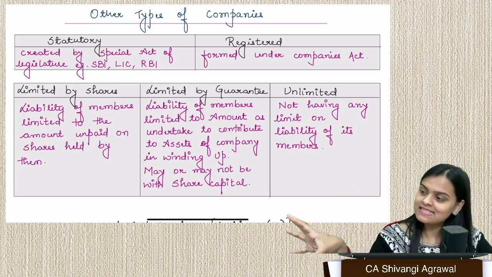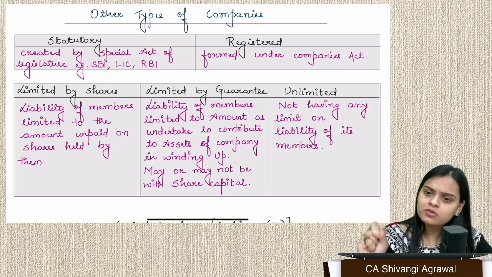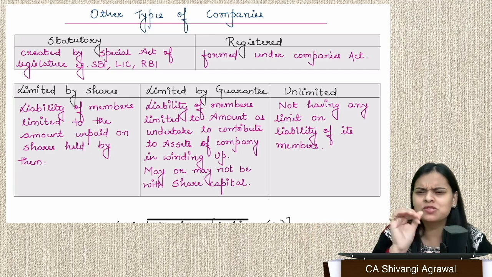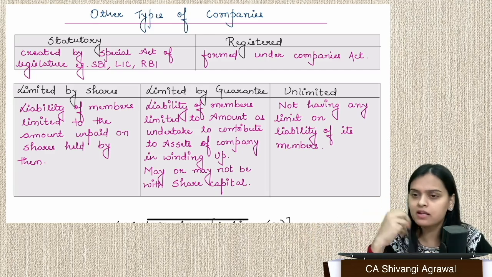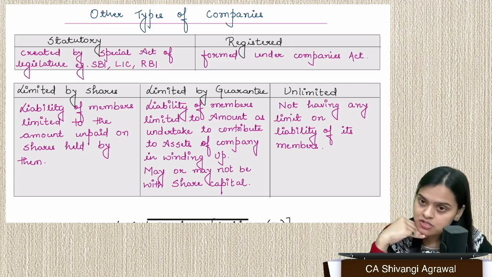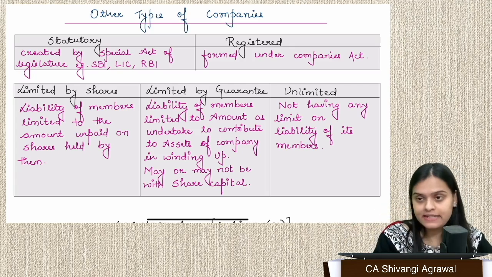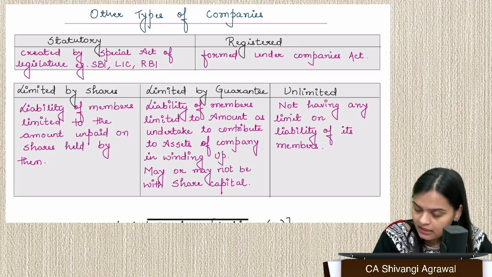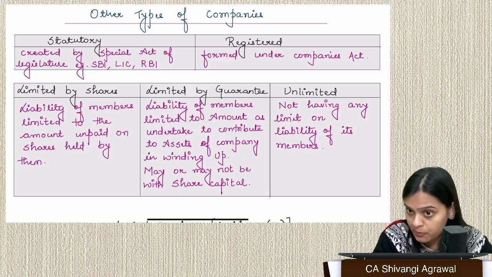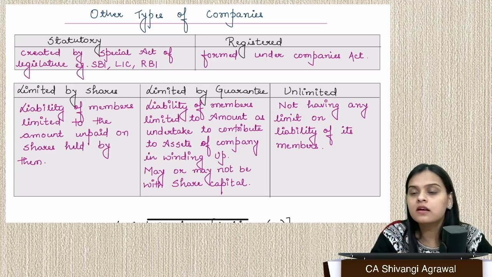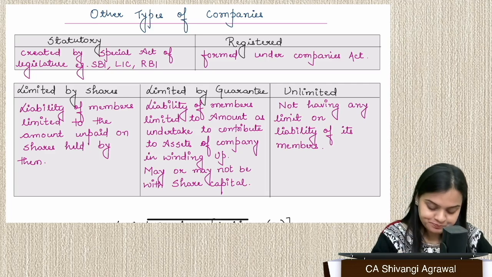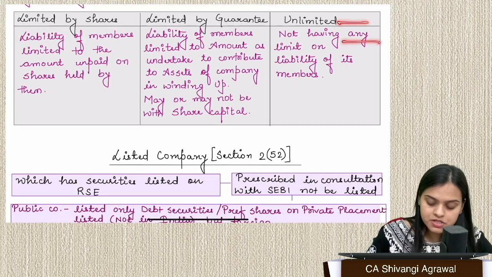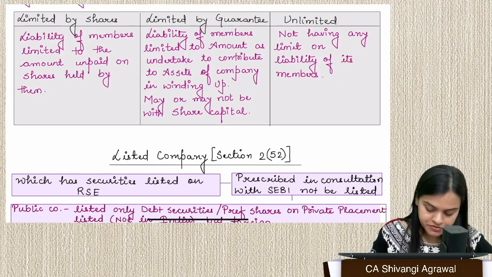What happens? We have an LIC Act. Under the LIC Act, there is a body corporate which has been established, which is LIC. So it is not incorporated under the Companies Act. So it is also commonly called statutory companies or other body corporates, whatever you may call. Registered companies are the ones actually defined in Section 2, Clause 20. So in Section 2, Clause 20, you have a company, and the companies which are incorporated under the Companies Act are called registered companies. Limited by shares and limited by guarantee have already been revised. Unlimited, which does not have any limit on the liability of its members.